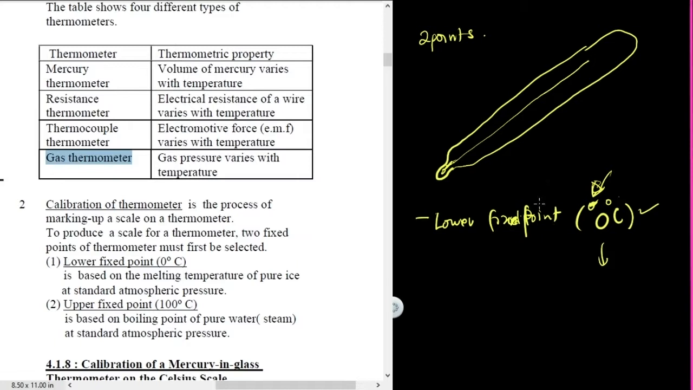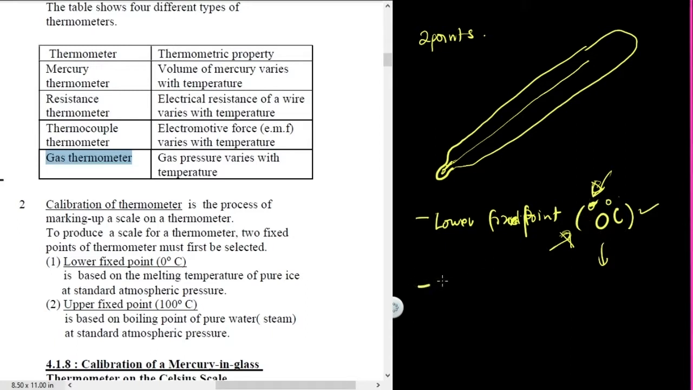Of course, we can use other materials such as mercury or gas, but the lower temperature, the value where it starts to melt, will be quite difficult to find. For water, yes, it should be easier.